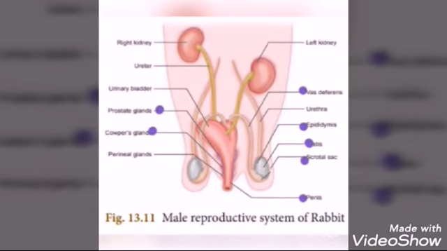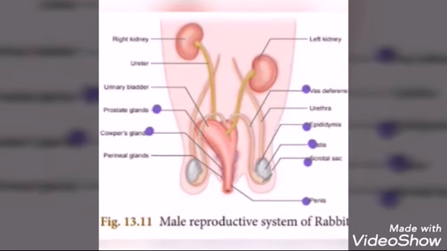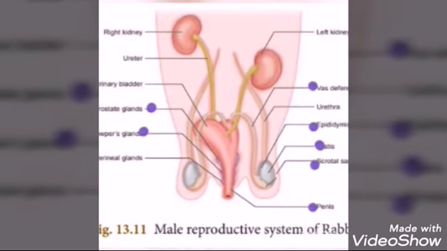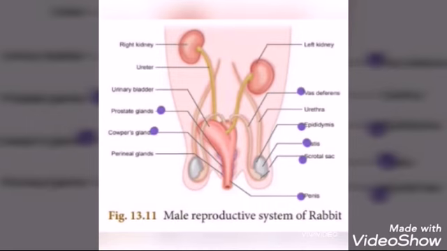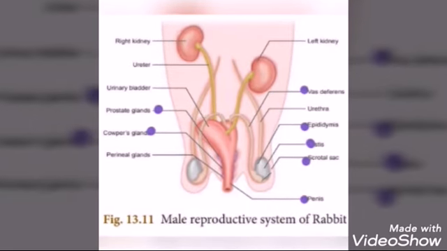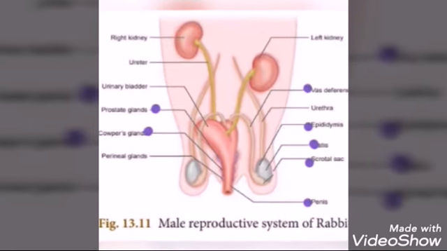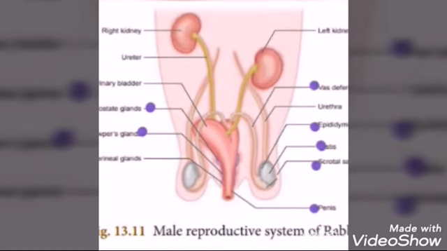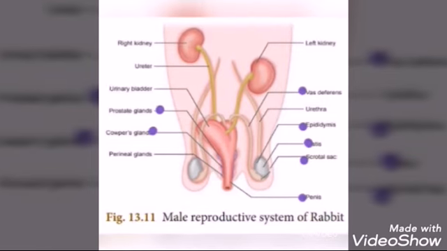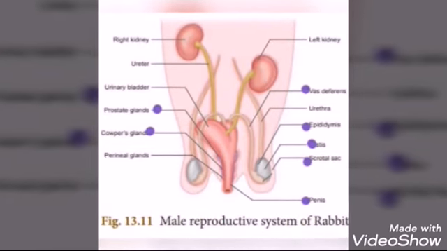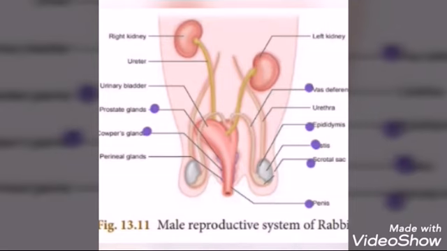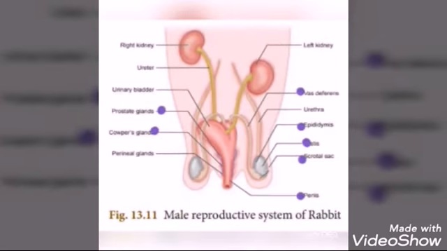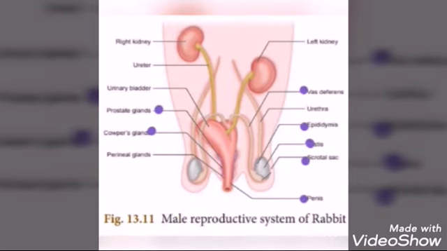Epididymis is a coiled tube-like structure present in posterior end of the testis. Vas deferens is also a long tube-like structure. Each vas deferens develops from epididymis. Vas deferens and seminal vesicle form the ejaculatory duct. The ejaculatory duct opens into the urethra. Prostate gland and Cowper's gland secrete a liquid that is called seminal plasma. It helps in movement of sperm.